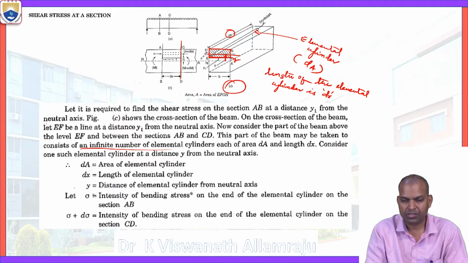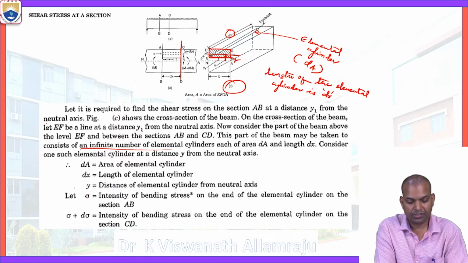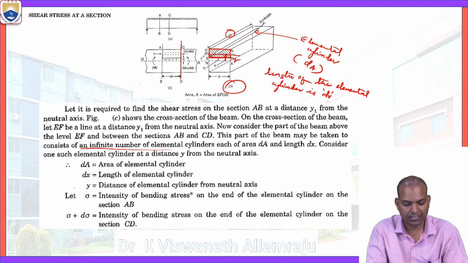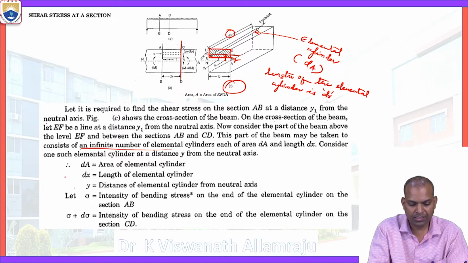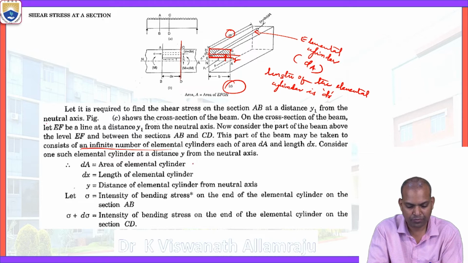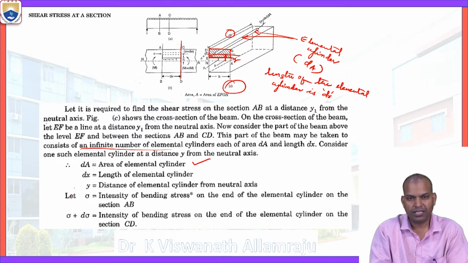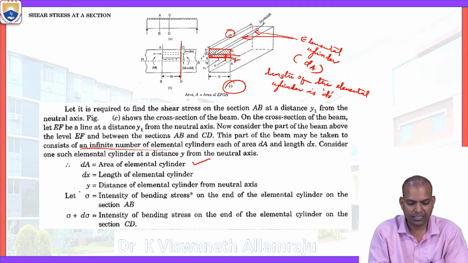this elemental cylinder is at a distance y from the neutral axis. y1 is the distance of the line EF. We are considering the cross section of the beam, and EF is a line at a distance y1 from the neutral axis. Now y is the elemental cylinder's distance from the neutral axis. dA is the area of the elemental cylinder, which is very important, and dx is the length of the elemental cylinder.